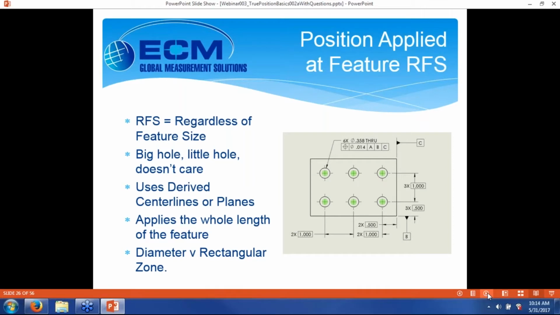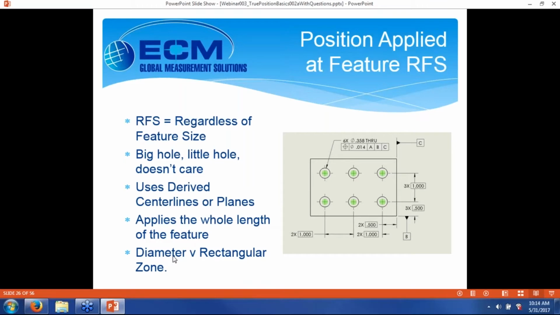Position tolerance is applied regardless of feature size, right? The hole can be too big, the hole can be too small. The tolerance doesn't really care if you're talking RFS, regardless of feature size. It uses a derived center line for holes or derived planes in the case of something like a slot or rectangular feature. The tolerance applies over the entire length of the feature, top to bottom.